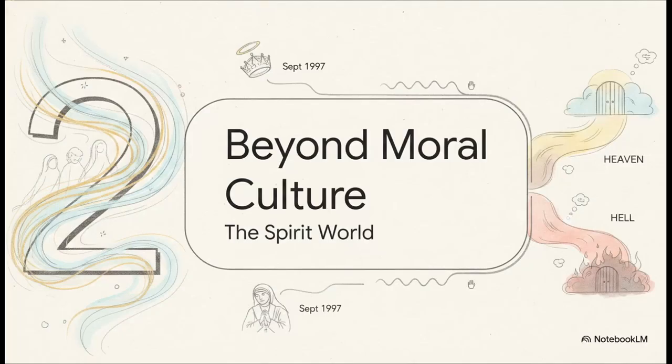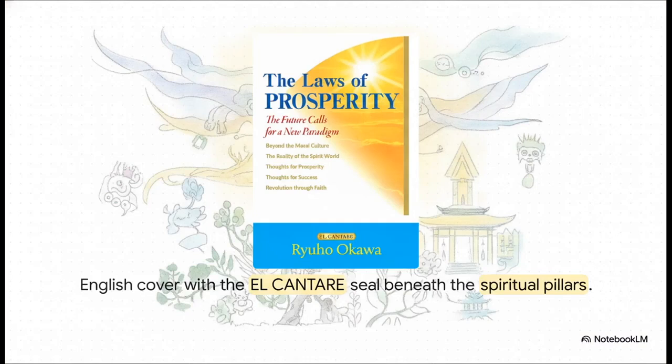Moving into part 2, Beyond the Moral Culture and the Spirit World. The book actually anchors its initial arguments in the events of September 1997. It points to the back-to-back deaths of Princess Diana and Mother Teresa as a catalyst to really spark a serious conversation about the afterlife. It argues that a person's destination after death, whether that's heaven or hell, is strictly determined by their thoughts and deeds during their physical life.